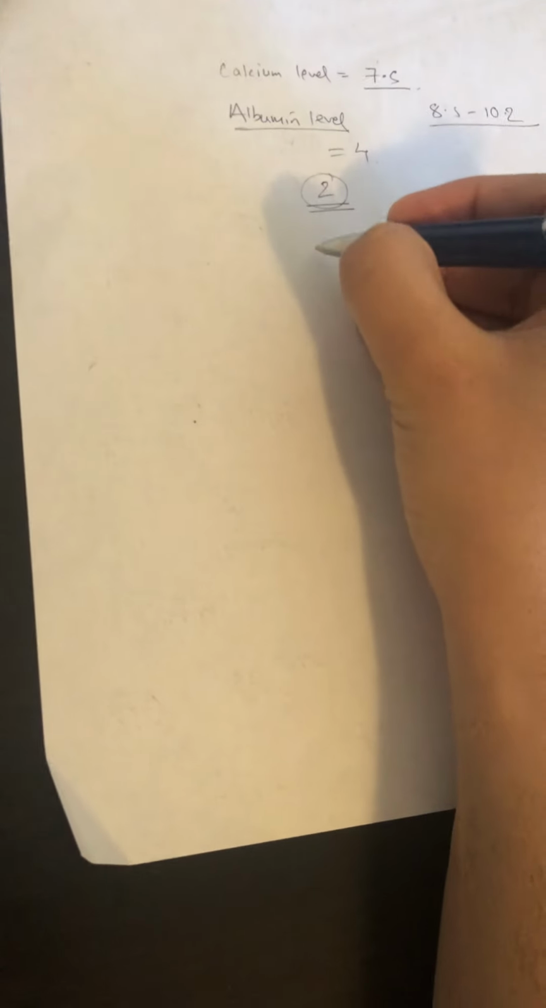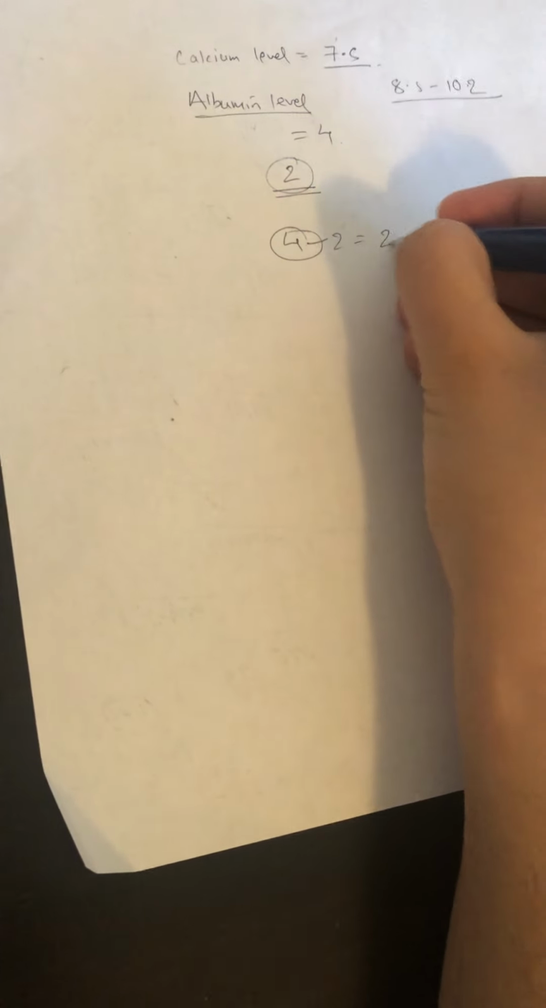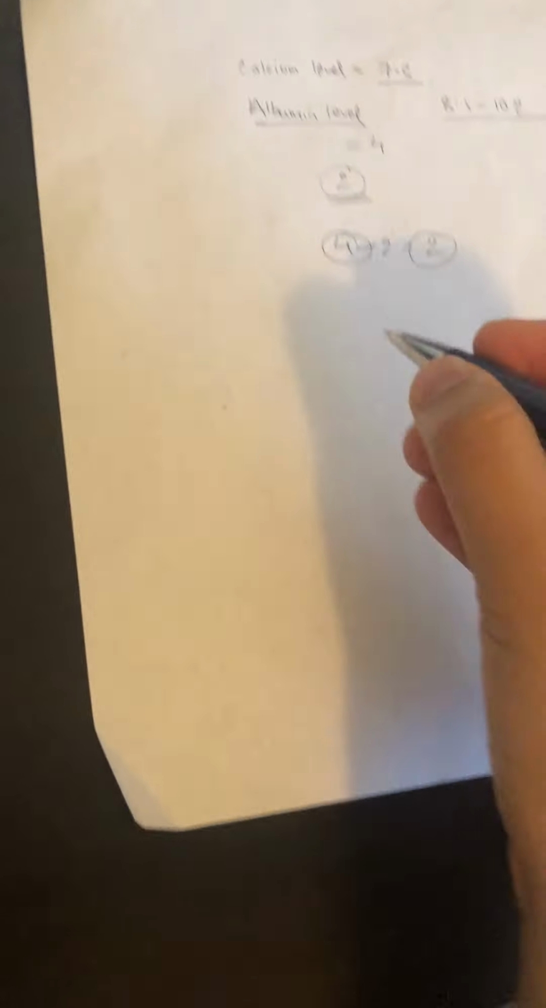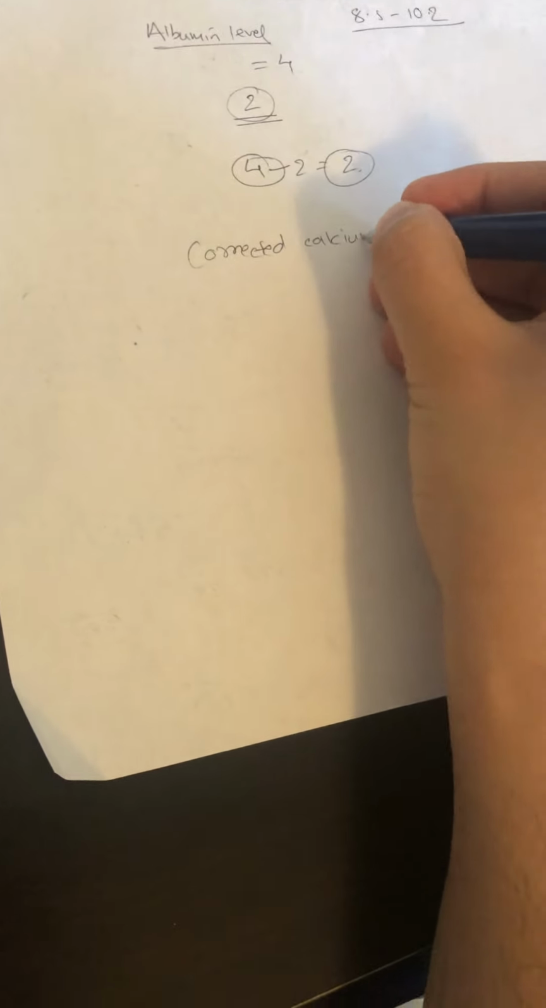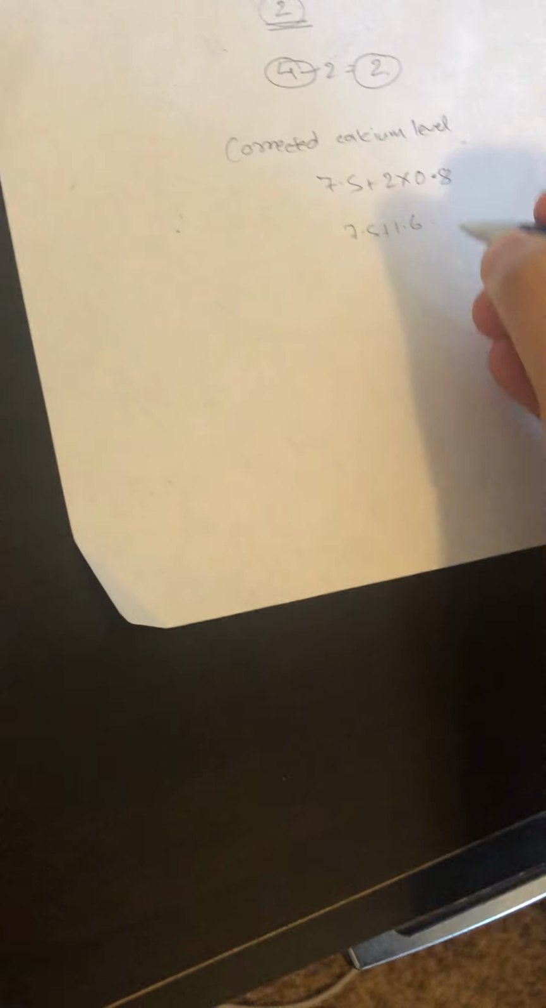When you assume normal is like 4, then we subtract that 2, and you have to replace it with your corrected calcium level. So the corrected calcium level would be 7.5 plus 2 times 0.8, which would be like 7.5 plus maybe 1.6, which would roughly be 9.1.